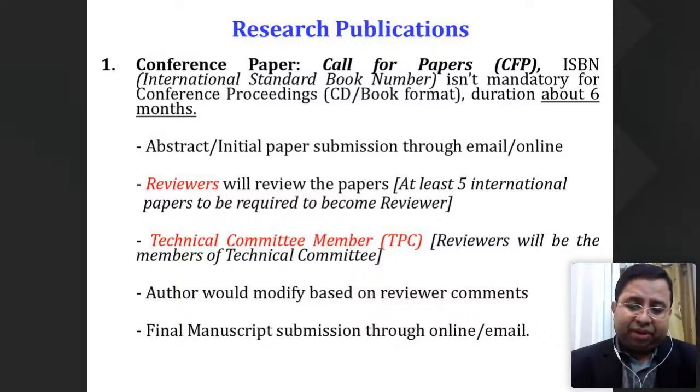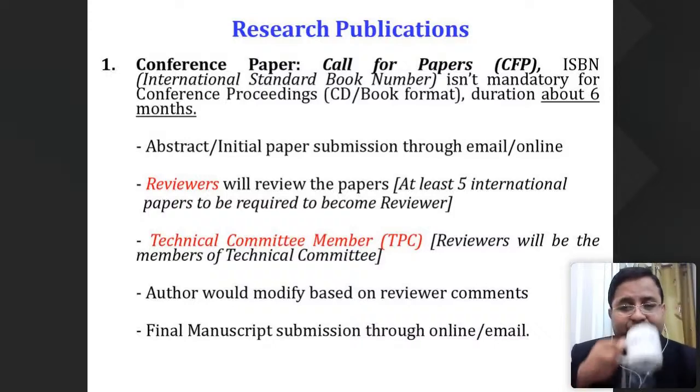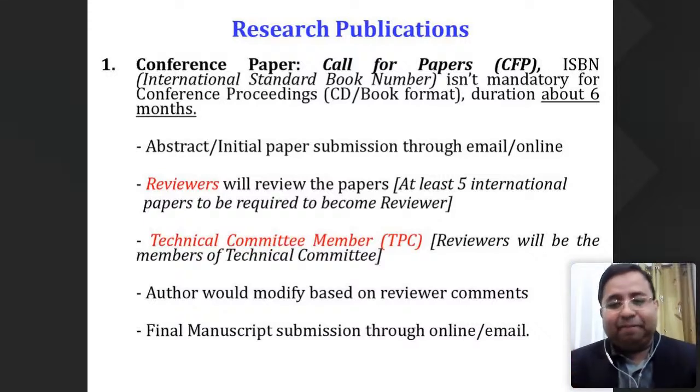So in the conference, there are the proceedings. We call it the proceedings. Whether the ISBN number is mandatory or not is another discussion. If any conference has the ISBN number, we assume that this is a quality conference. If any conference doesn't have the ISBN number, it's okay, it's a conference, but that's not a quality conference. It is not mandatory, but if any conference has the ISBN number, we assume that it's a good conference.